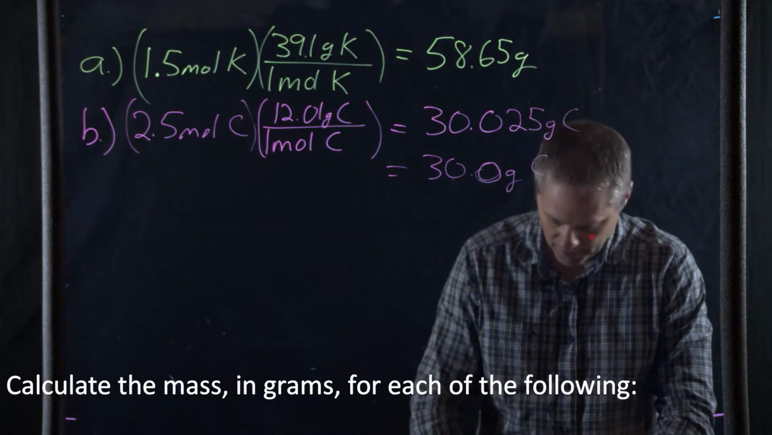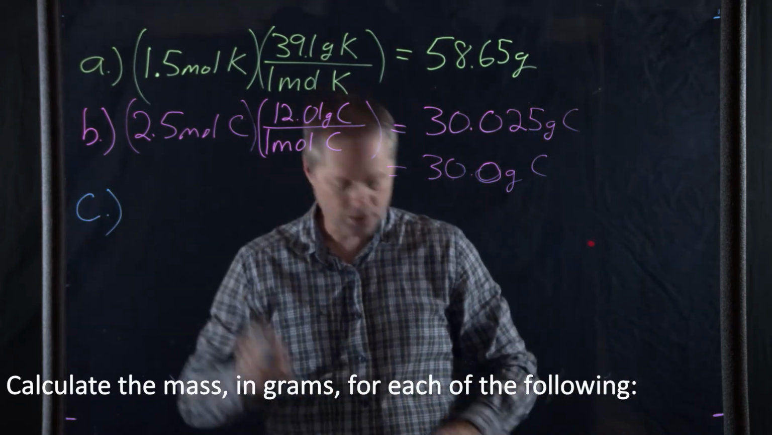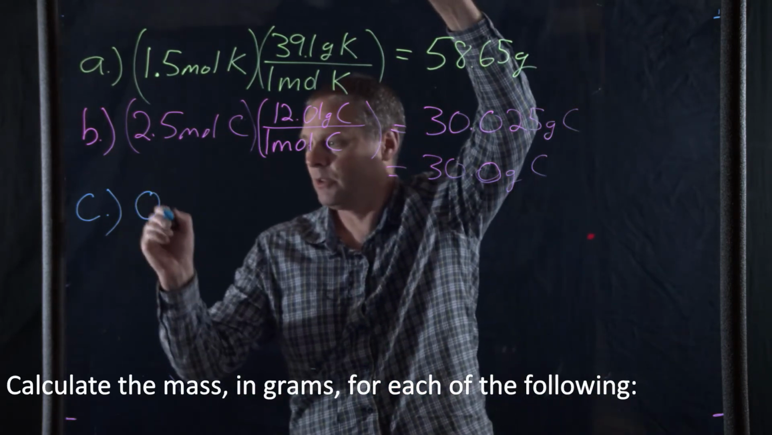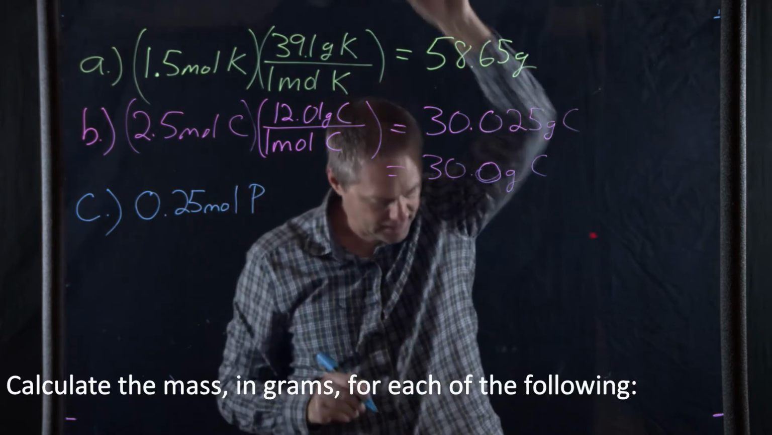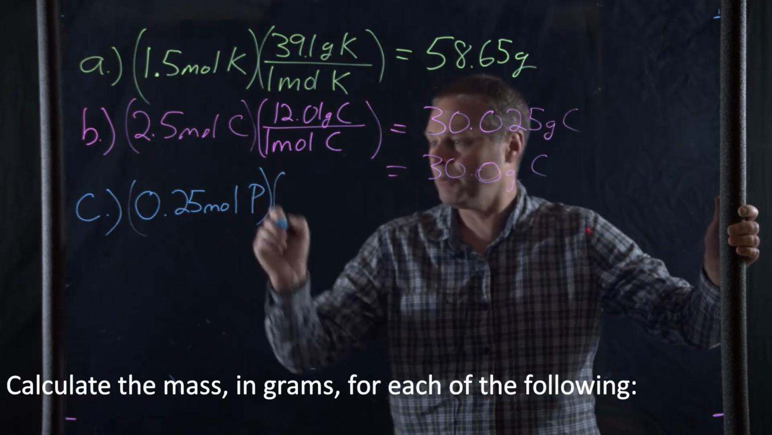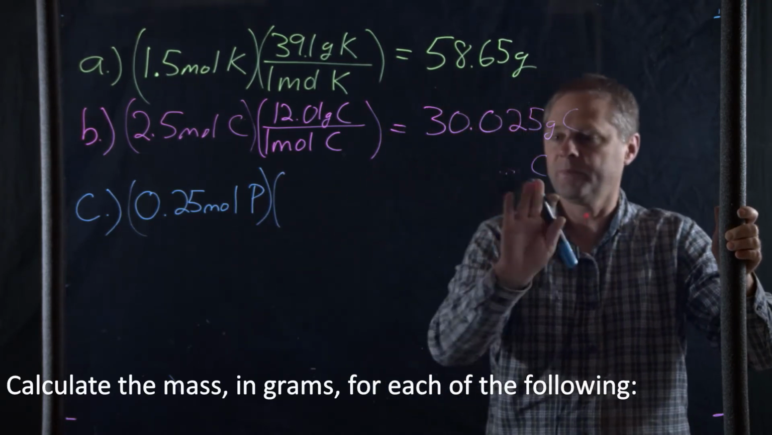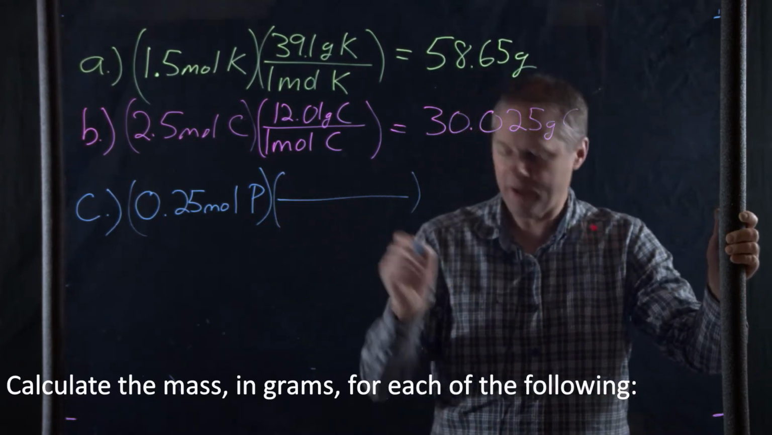All right. Got to do C. So C is going to be 0.25 moles of potassium. You take that number, multiply by the molar mass. I'm going to erase this so it's out of our way. We're going to multiply by the molar mass of potassium.